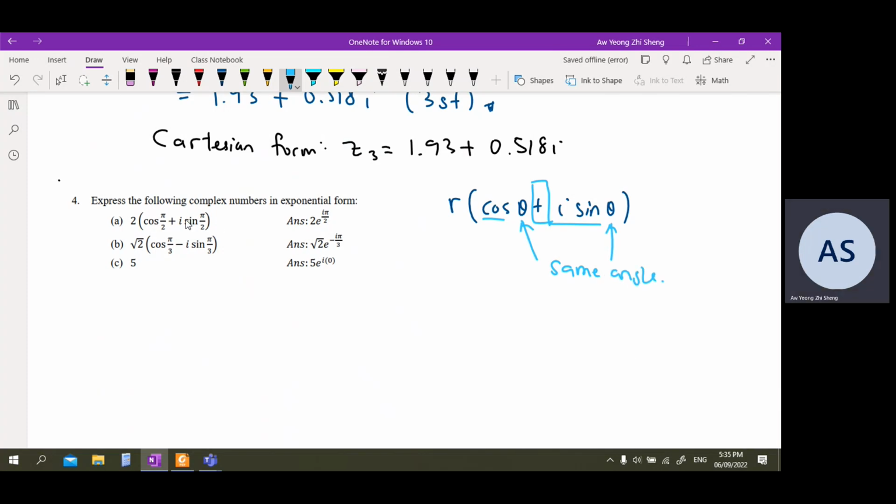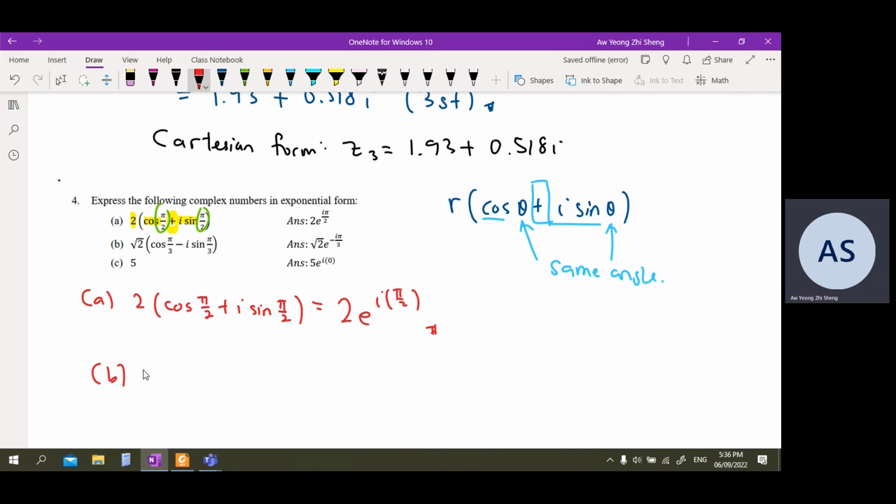Okay. So for question 4a, is that number there satisfying all these conditions? Okay. You have your 2 being a positive constant in front, so it's a valid r. You have cos plus I sin, which is good. The sign in the middle is a plus, that's also good. And you have your same angle. So it is already in modulus argument form. That means we can just say this number is the same as 2e to the power of I times pi over 2, and that's it. You can convert this number into exponential form straight away.